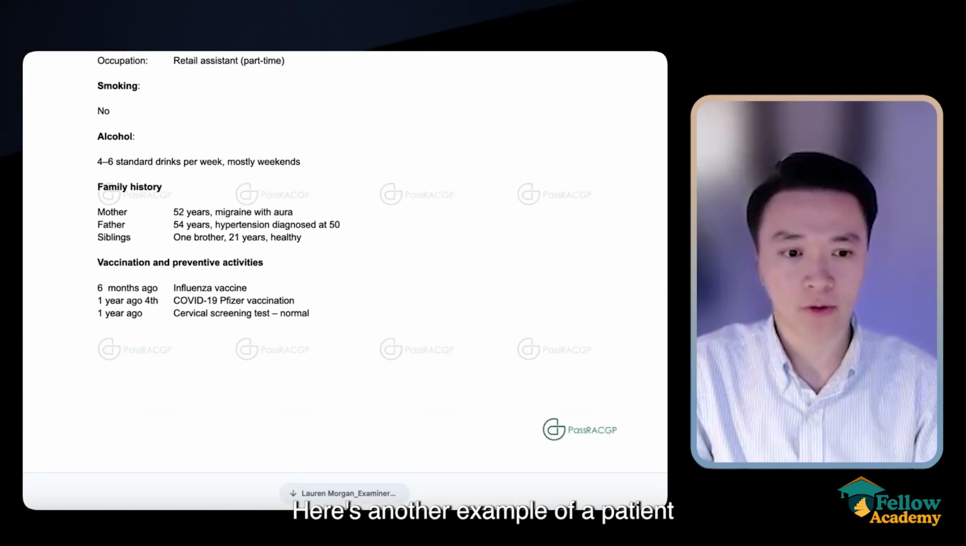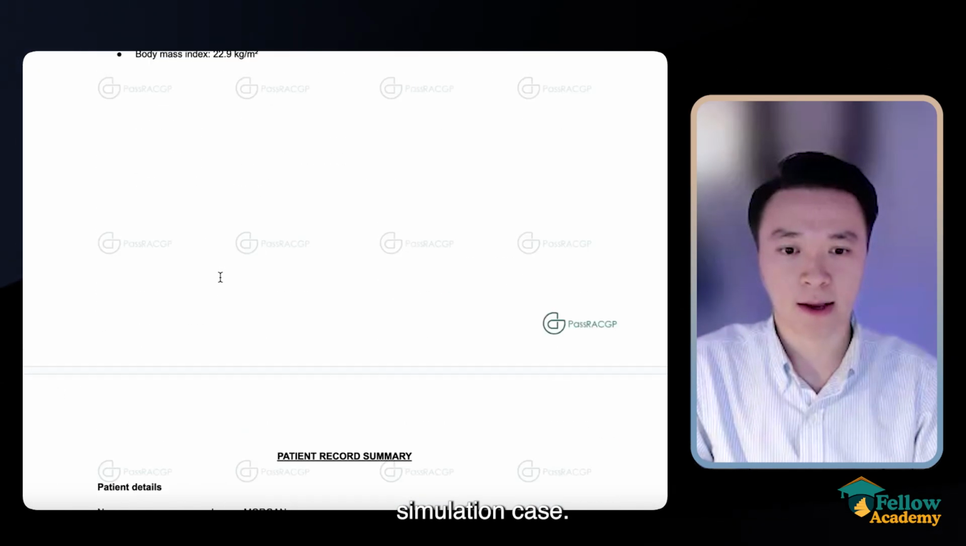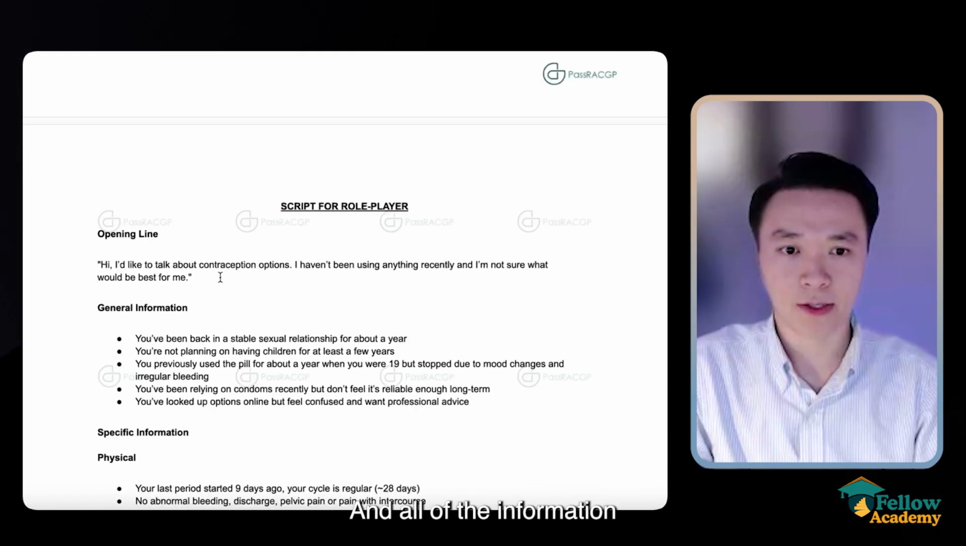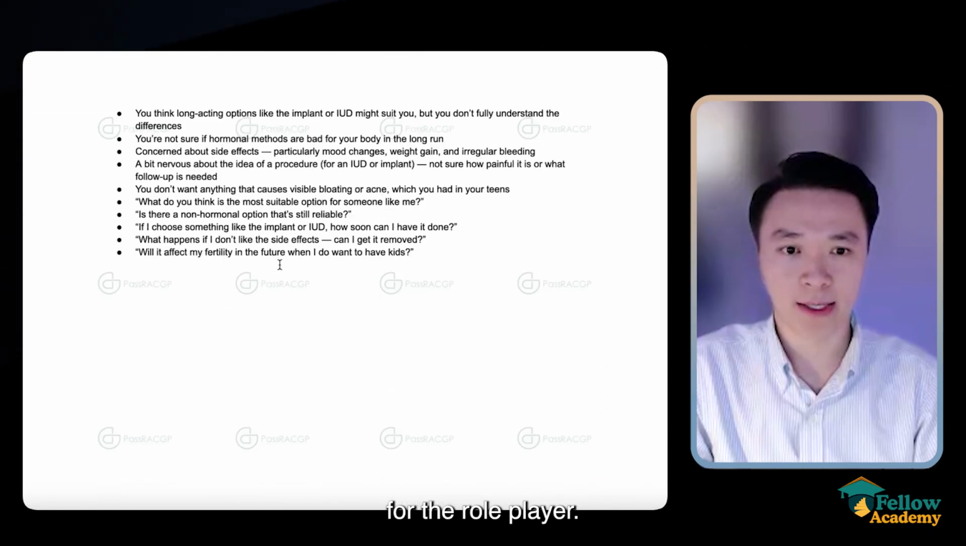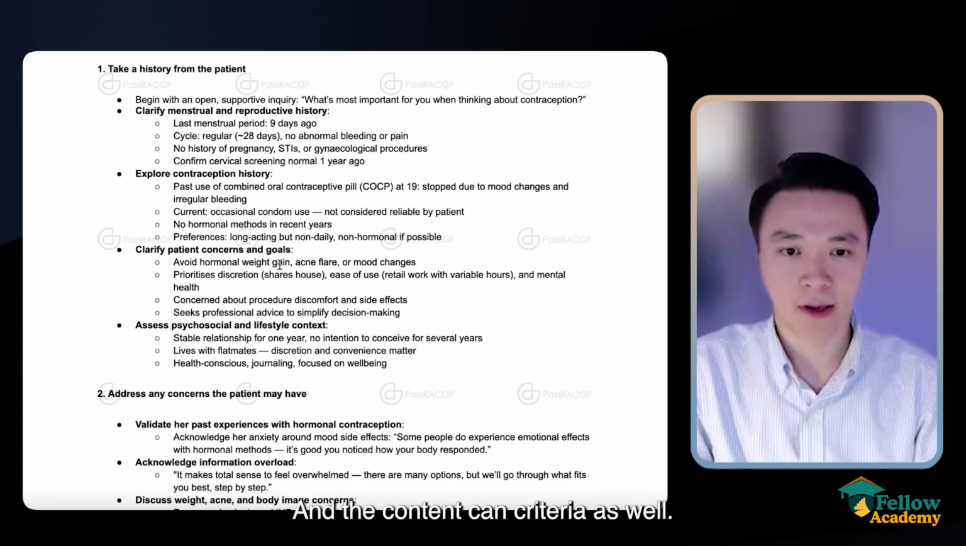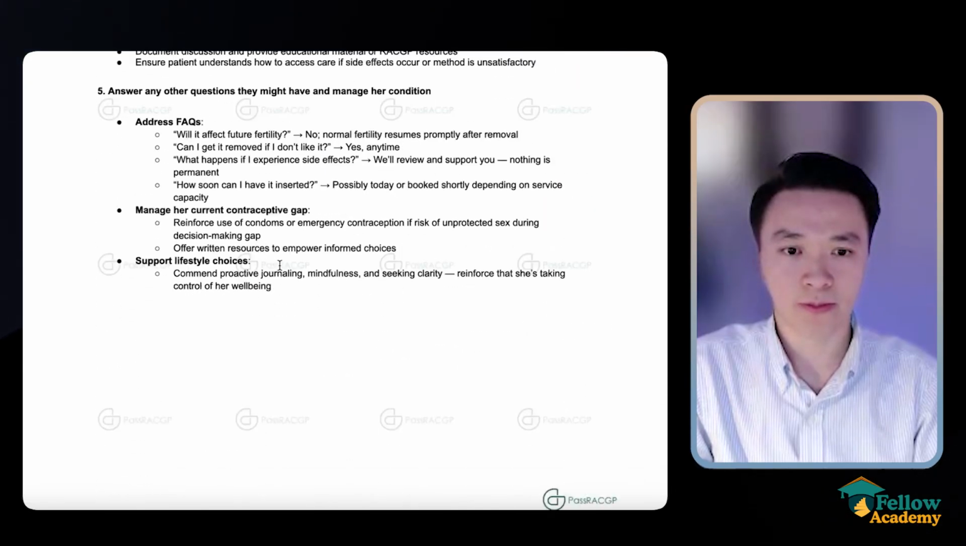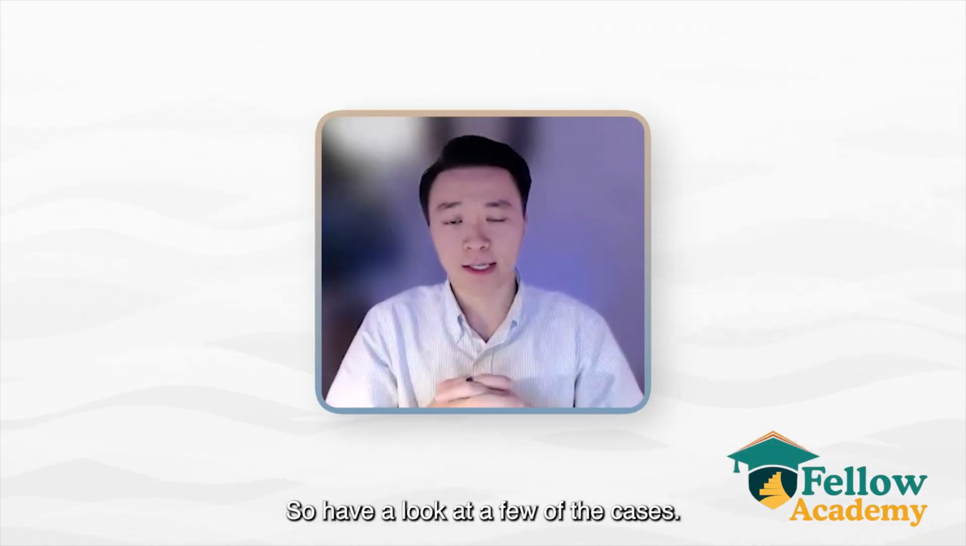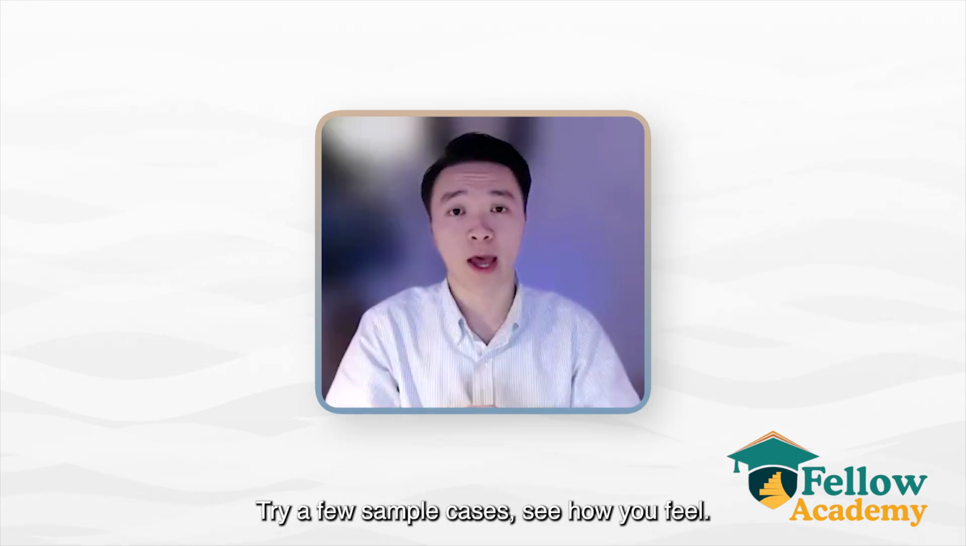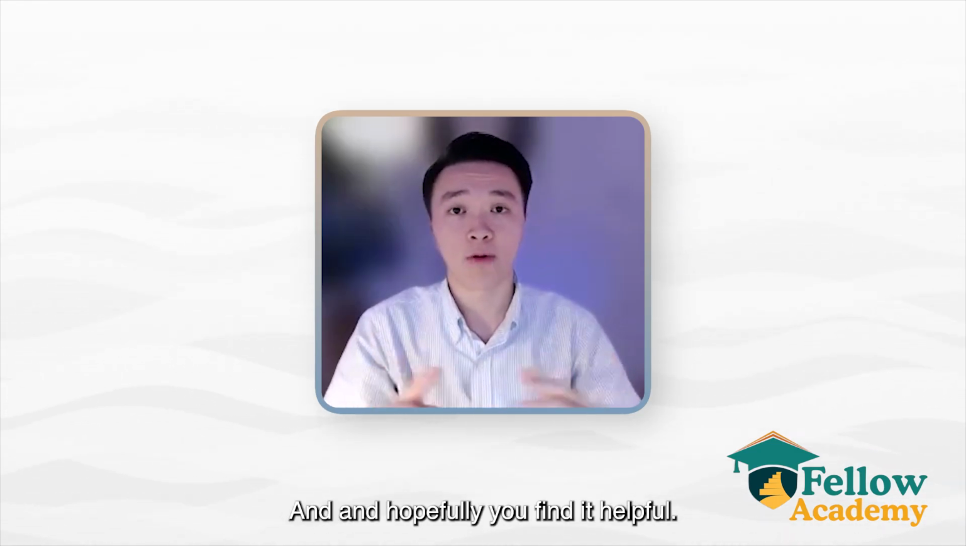Here's another example of a patient simulation case, and all of the information for the role player and the competent candidate criteria as well. So have a look at a few of the cases. Like I said, we've really put a lot of thought into the structure, the length of the case stems, the questioning, to make it feel as realistic as possible to the real exam. Try a few sample cases, see how you feel, ask me if there's any questions, and hopefully you find it helpful.